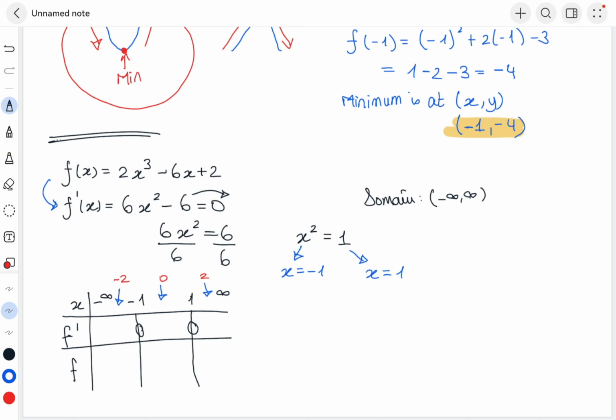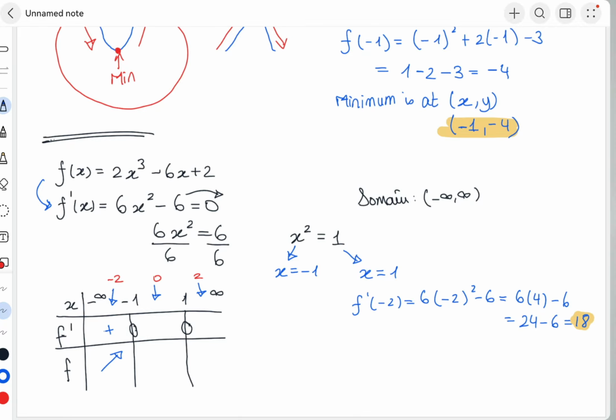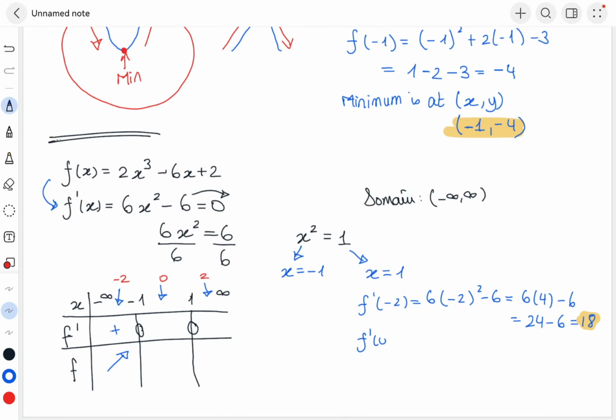And now we replace. F prime at -2 is 6 times -2 squared minus 6, which means 6 times 4, which is 24, minus 6, which is 18. Our number here is positive, which means our function will be increasing. Now, we find f prime at 0.